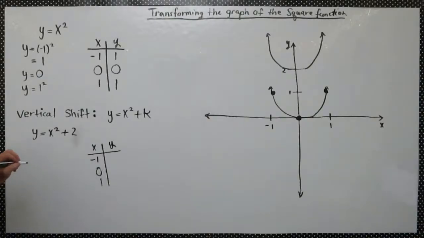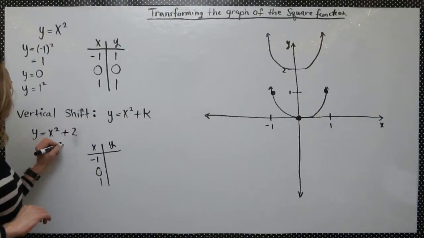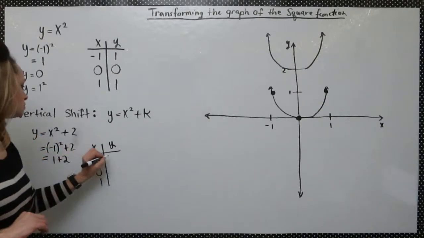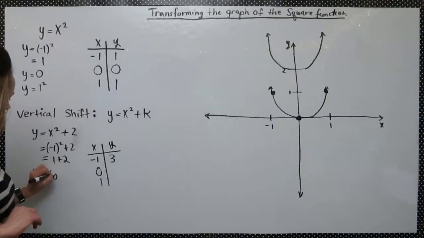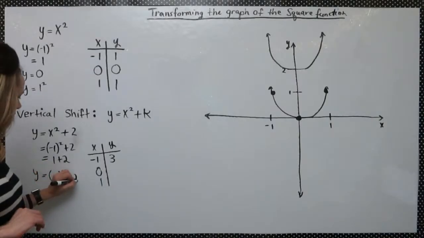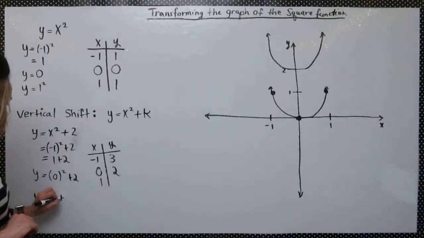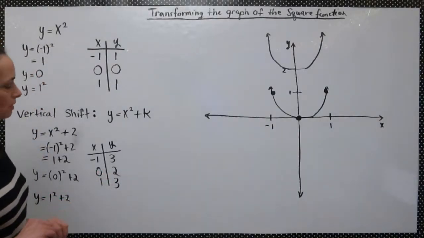We'll just do the first one: -1 squared plus 2 is 1 plus 2, which is 3. And y equals 0 squared plus 2 is 0 plus 2, which is 2. And y equals 1 squared plus 2 is also 3. So we're just shifting that graph up.